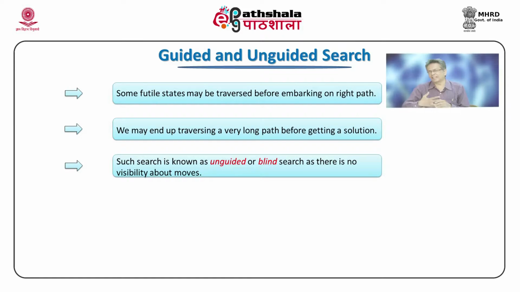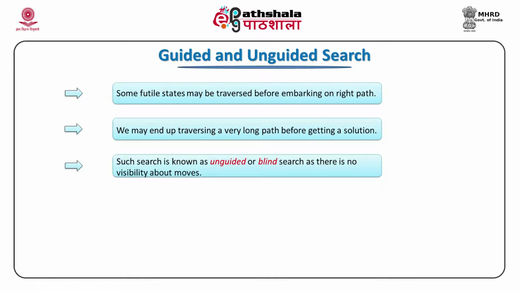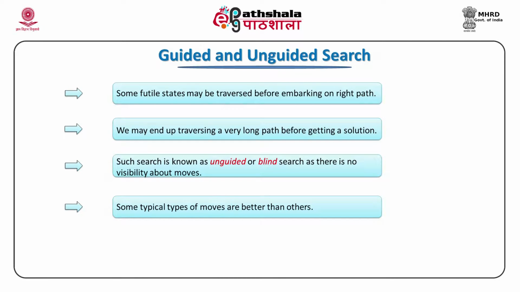This type of search where we do not have any help from heuristic, we do not have any domain knowledge, we do not have any information about which move is better compared to others, we call it unguided search. In fact, that is what we are going to see, that some typical types of moves are better than others, but we do not know that right now, and that is why we are using unguided search.